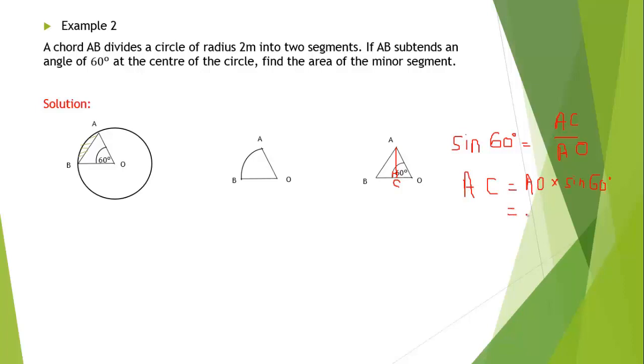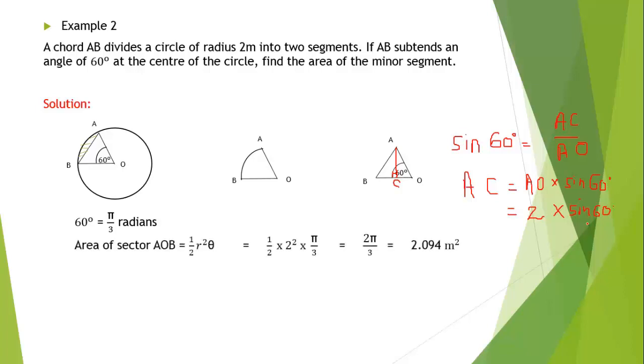So we know the value of AO is 2, which is the radius, and sin 60. So we write the angle in degrees in radian values. So 60 degrees equals pi by 3 radians. And the area of the sector AOB equals half r square theta. And by substituting the values of the radius and the angle, we get half times 2 square times pi by 3, which equals 2 pi by 3. And by substituting 22 by 7 for pi, we get 2.094 meters square for the area of the sector AOB.